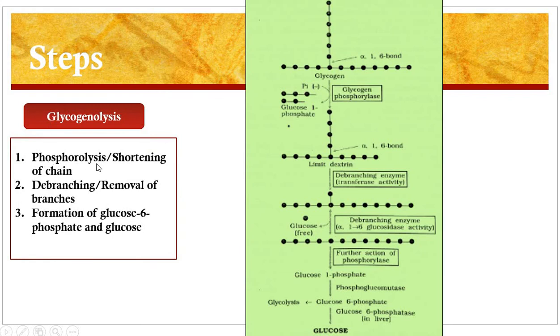The first step is phosphorylasis, that is shortening of chain. The second is debranching or the removal of the branches, and the third is the formation of glucose 6-phosphate and glucose.